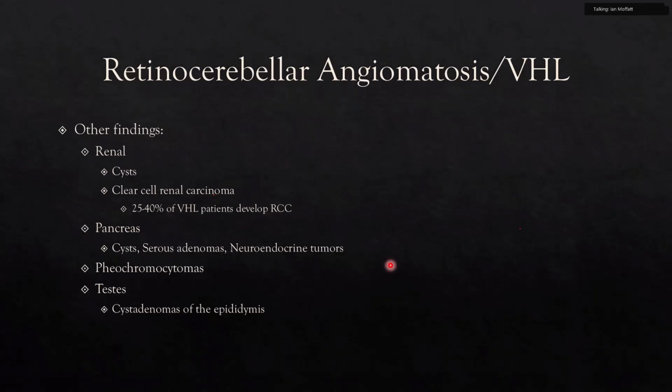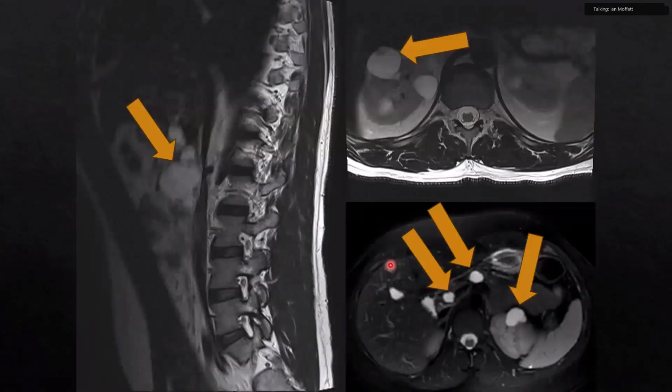The pancreas, they get cysts, serous adenomas, and neuroendocrine tumors. So again, there is usually a good amount of pancreas available for us in the field of view in the spine. So always interrogate that very, very well. They do get pheochromocytomas and cystadenomas of the epididymis. Can have cystadenomas of the broad ligament as well in females, but it's much less common.